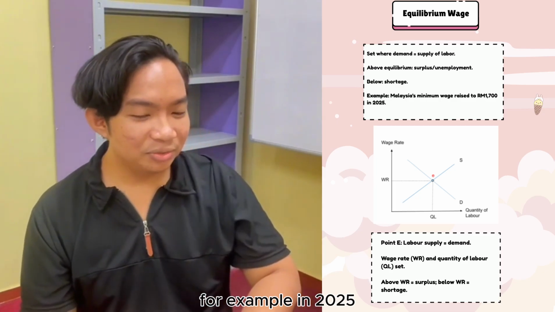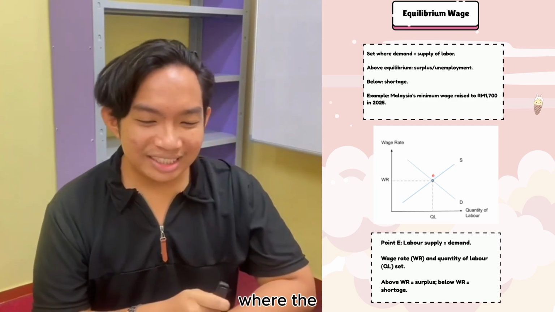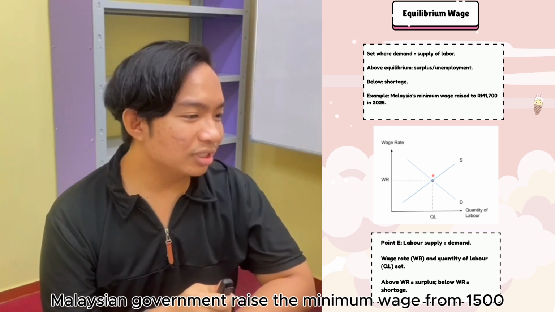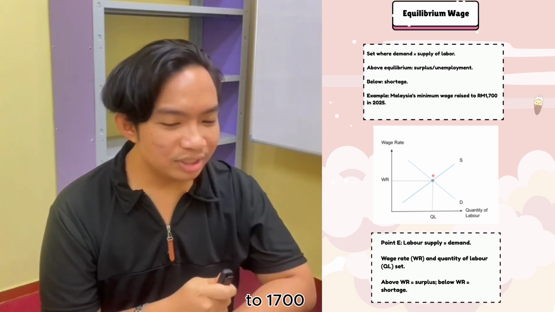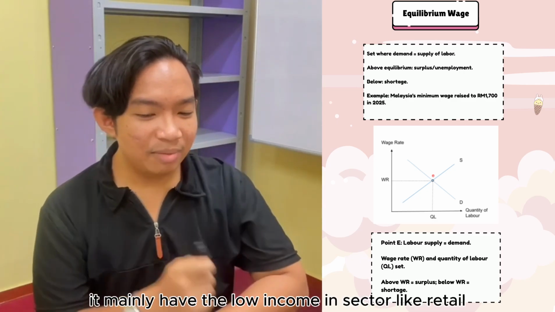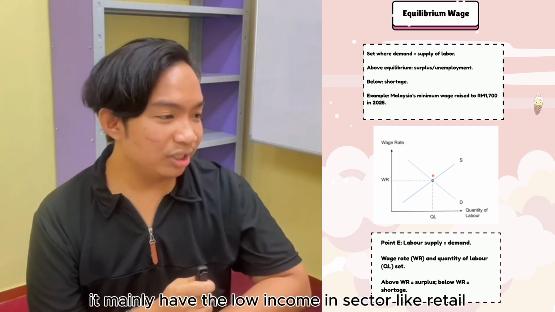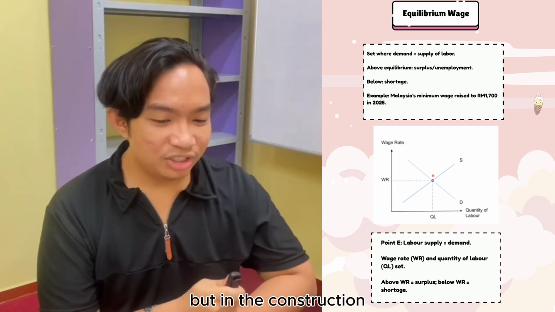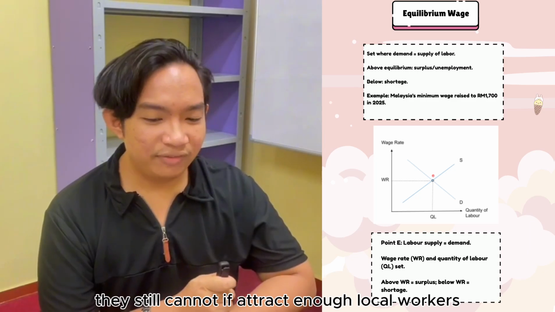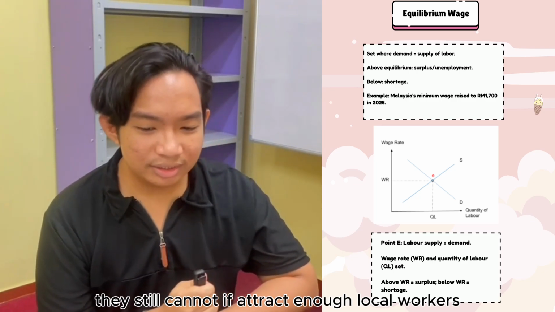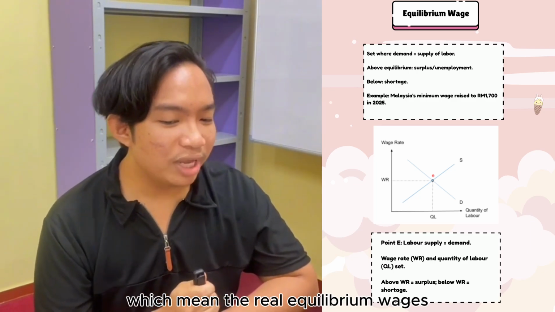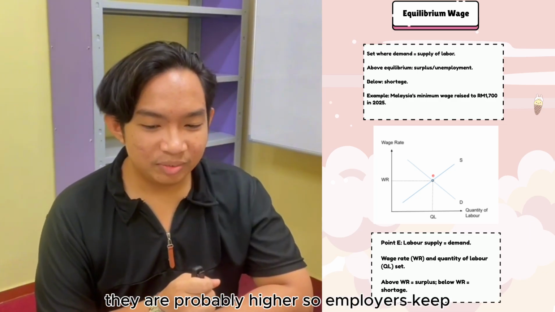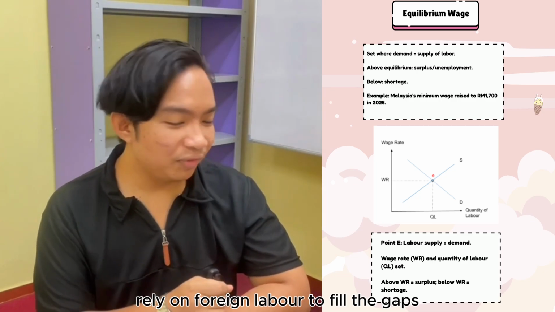For example, in 2025, the Malaysian government raised the minimum wage from 1,500 to 1,700, which mainly helped low-income sectors like retail, F&B, and agriculture. But in construction, they still cannot attract enough local workers, which means the real equilibrium wage is probably higher. So employers keep relying on foreign labor to fill the gaps.